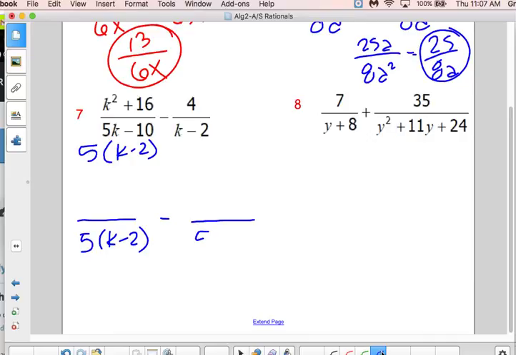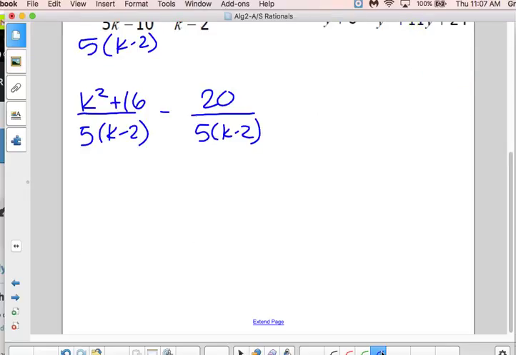So our common denominator is going to be 5 and then k minus 2. You want the individual pieces because then you can see what they're missing. Is this first fraction missing anything? No. So this first one does not get multiplied by a thing. The second fraction, is it missing anything? Yeah, it has the k minus 2, so which one is it missing? 5. So our new numerator will be 20. So that's all just getting yourself a common denominator.